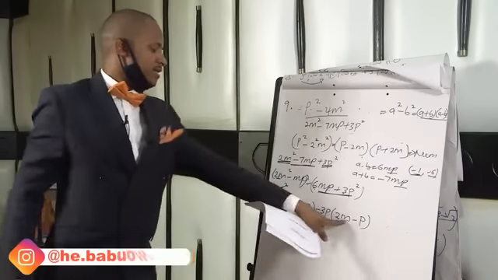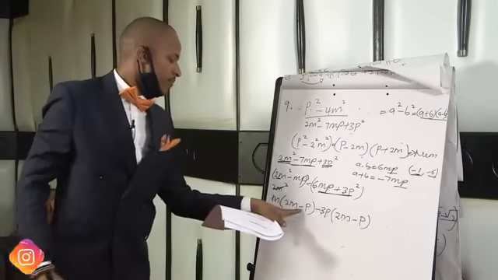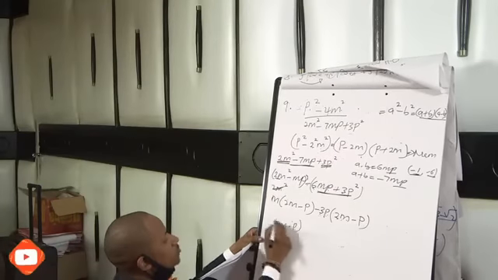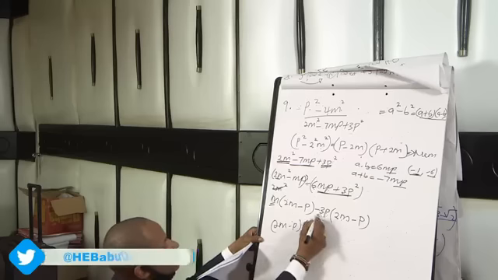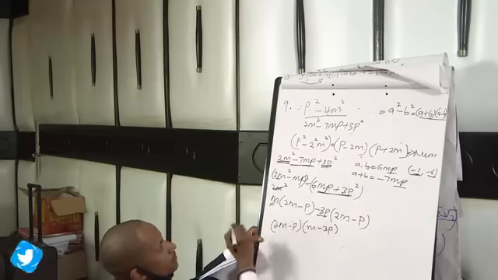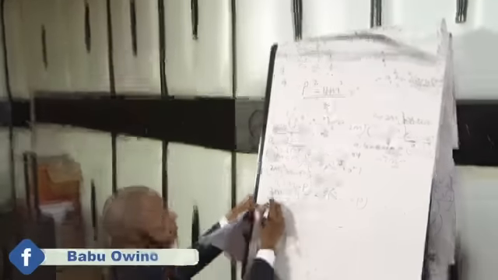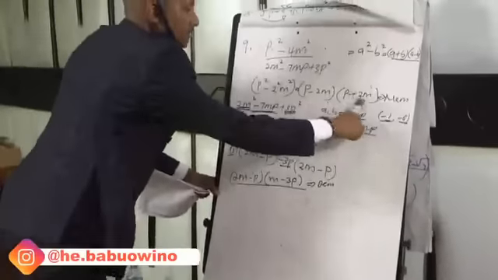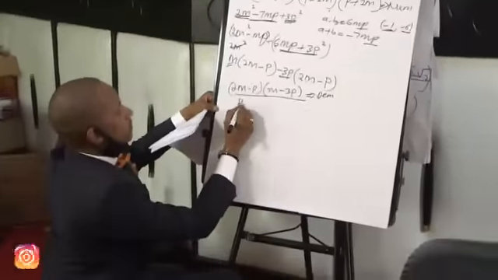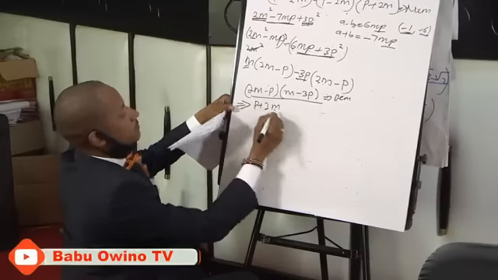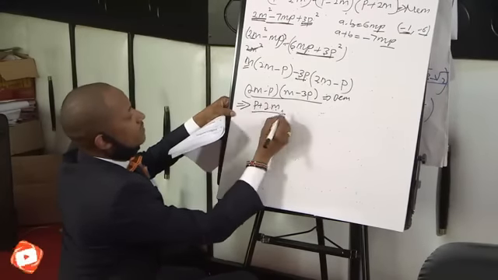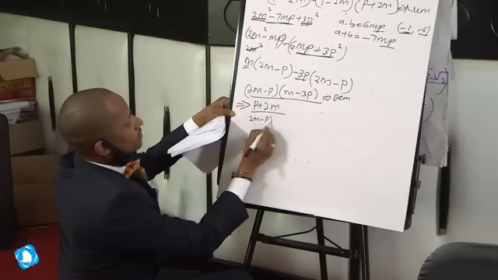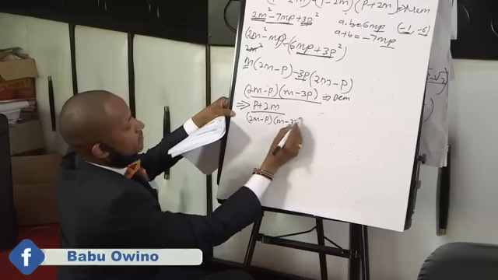Therefore, as you can see in our brackets, we have 2m minus p, again 2m minus p. So you just collect them together: 2m minus p, into, take this m, then take this minus 3p. This is the denominator. So remember our numerator is this, which is p plus 2m, p plus 2m, divided by our denominator, which is 2m minus p into m minus 3p.